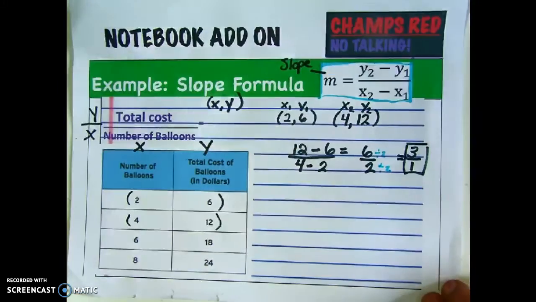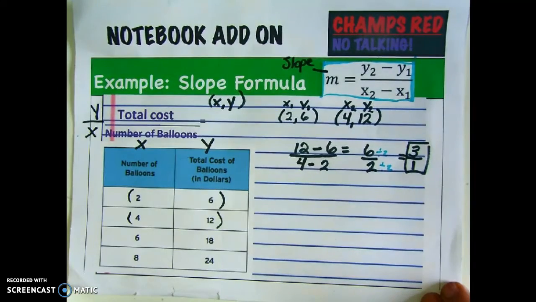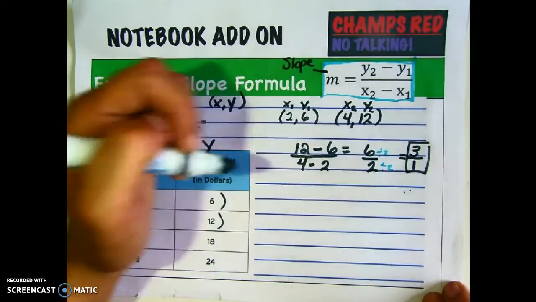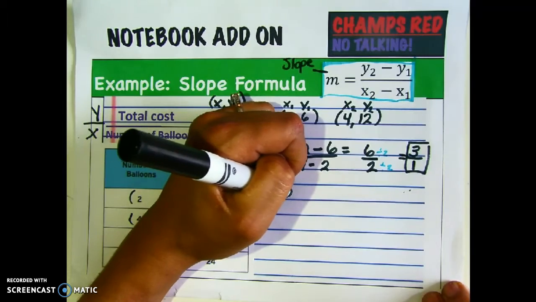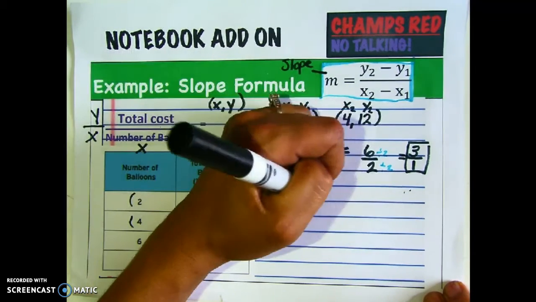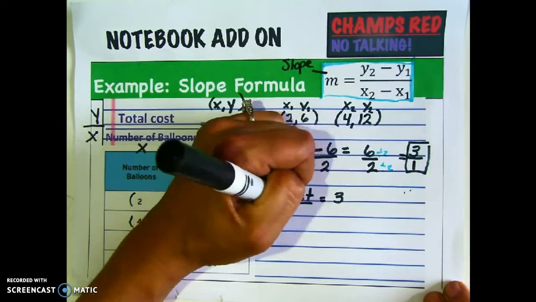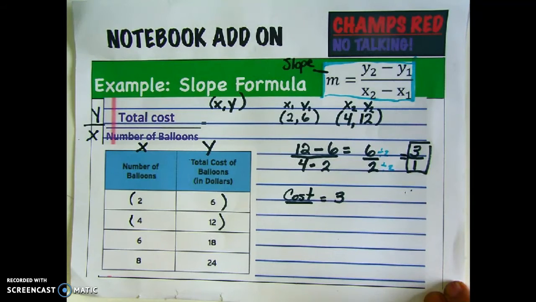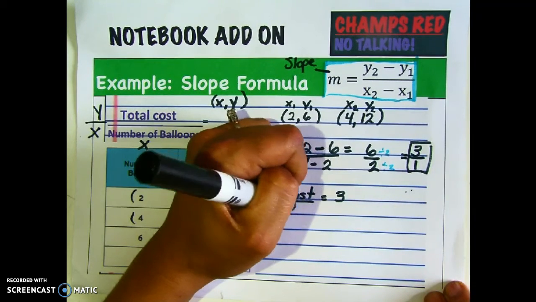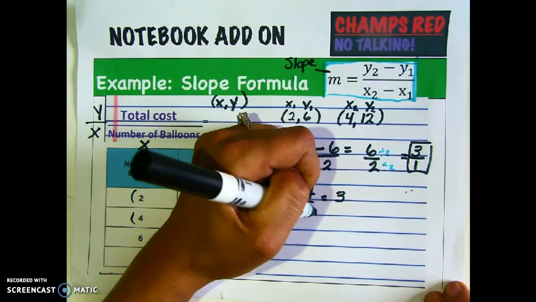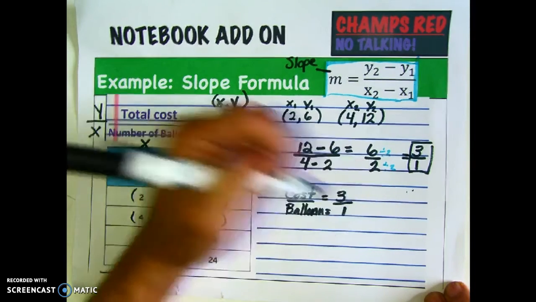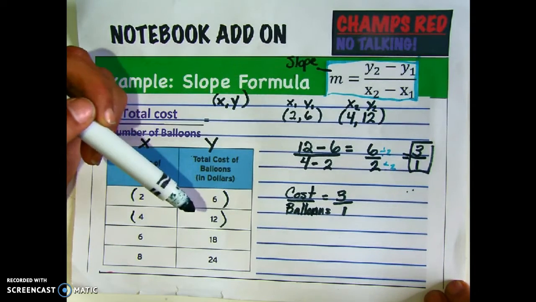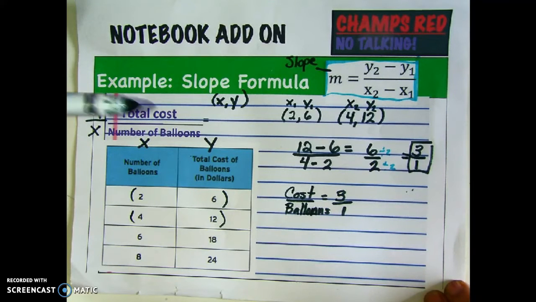My rate of change, or slope, which is the same thing, is equal to 3 over 1. This means my cost is equal to 3. So maybe for $3, you're able to get balloons. One balloon is $3. So that's basically it for the slope formula to get the rate of change from a table.